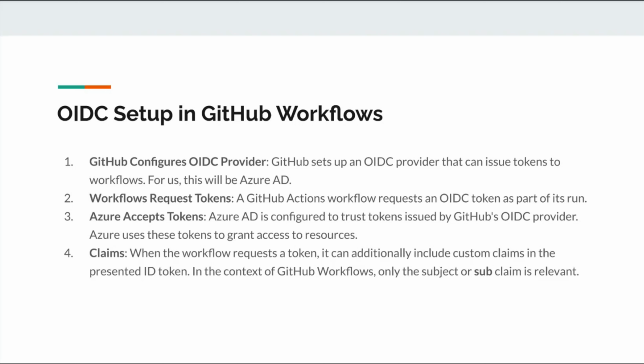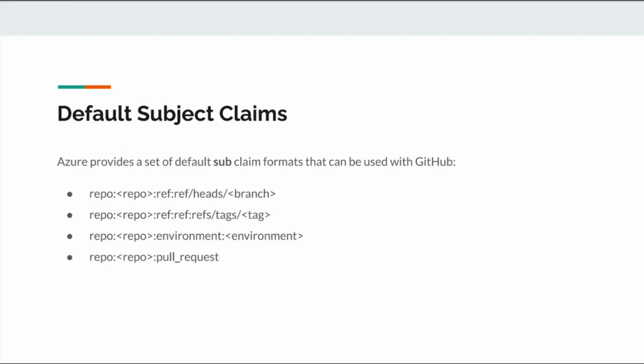And so when the workflow is presenting this ID token to the token provider, Azure in this case, it can add certain things to it. Some of those things we'll see are called subject claims. All right, so these are the default subject claims that Azure provides. Basically, it's the repo followed by a reference, like the reference to the branch or the tag, or sometimes the environment, like the dev environment or a prod environment, and a pull request.